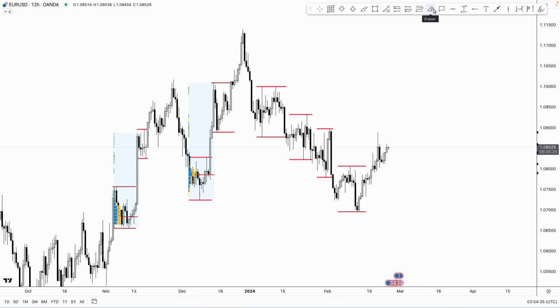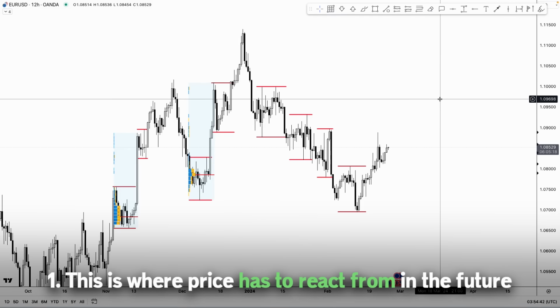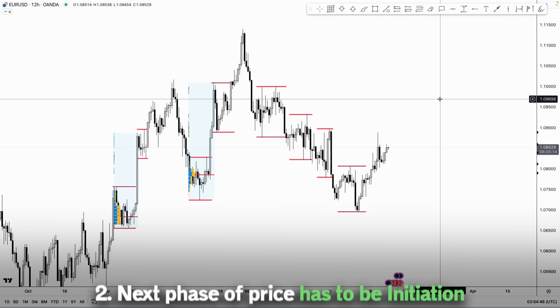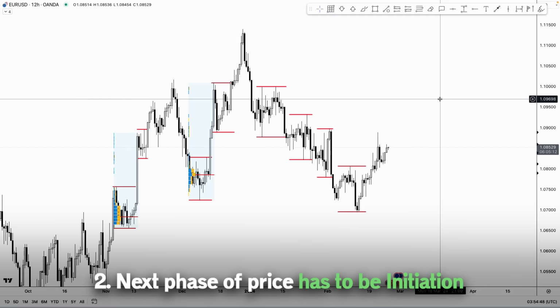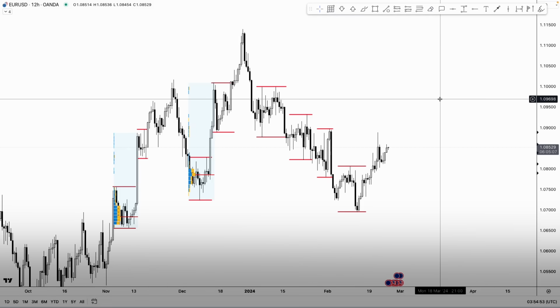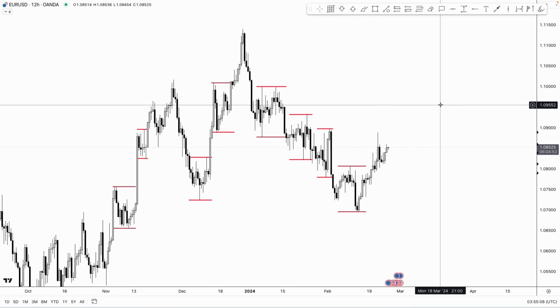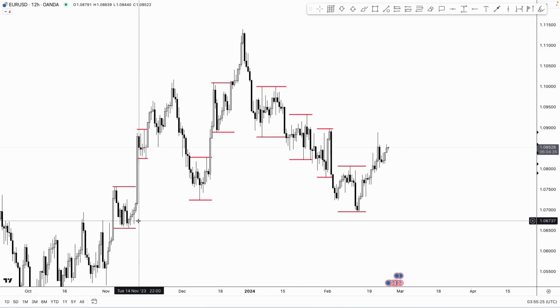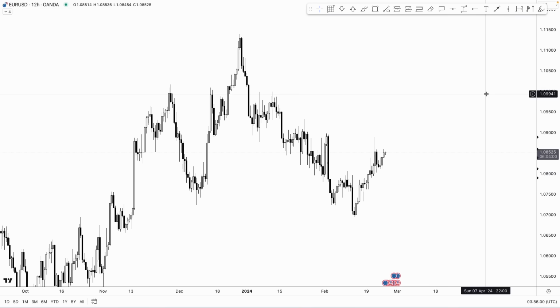So it's really important to understand how to read sideways ranges for two reasons. First of all, we know that this is where price has to react from in the future. And second of all, the next phase of price or the next structure of price after we see a sideways range has to be an initiation phase. So once you can identify a sideways range happening in the moment, which we have very clear rules for, and you enter at the best locations using the location tool, this is where you can get involved in the biggest moves in the market.